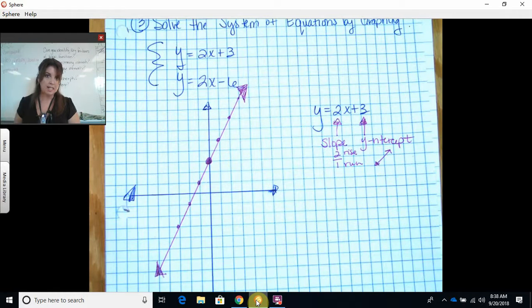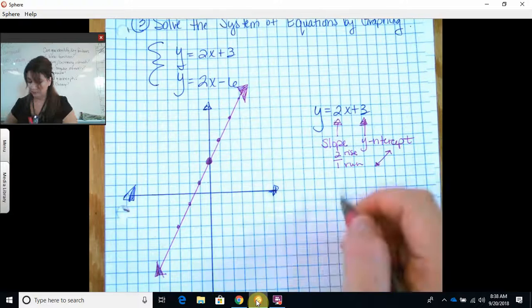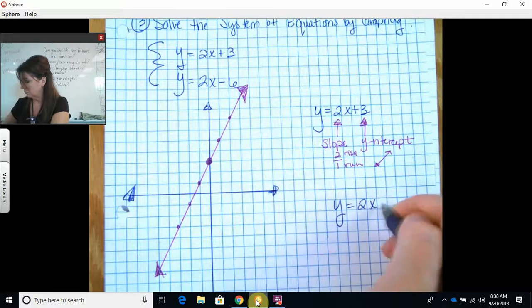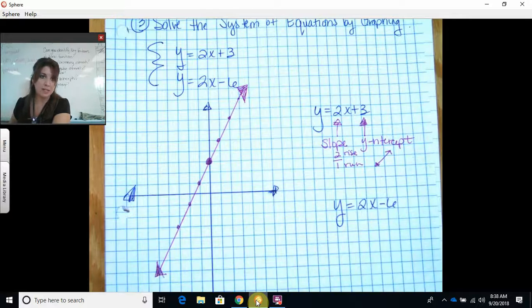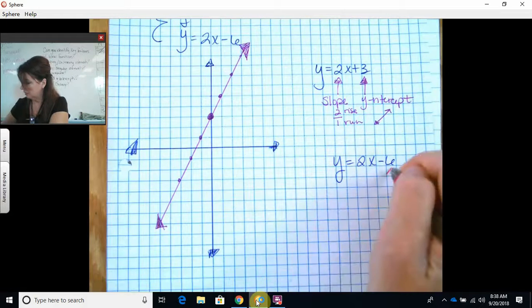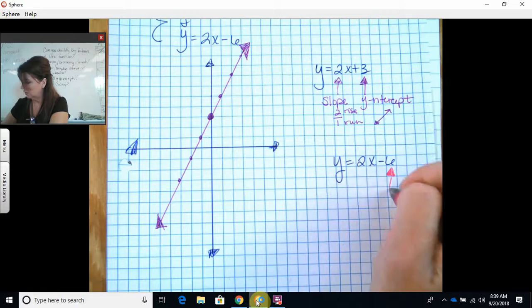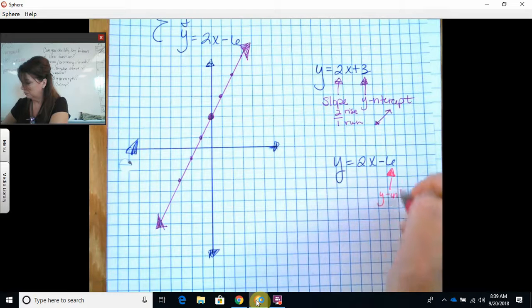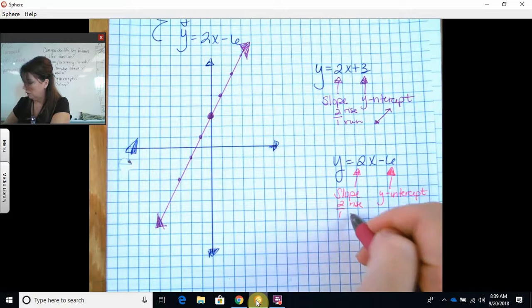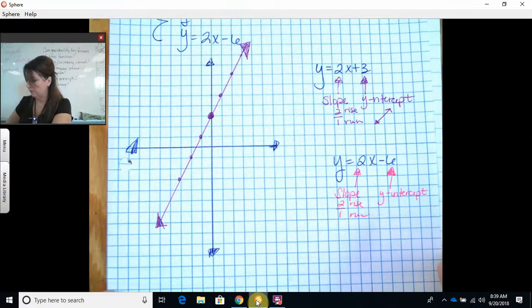All right, now let's look at y equals 2x minus 6. What is my y-intercept? Negative 6. What is my slope? 2 over 1. And it's positive. Rise of 2, run of 1, make it positive.